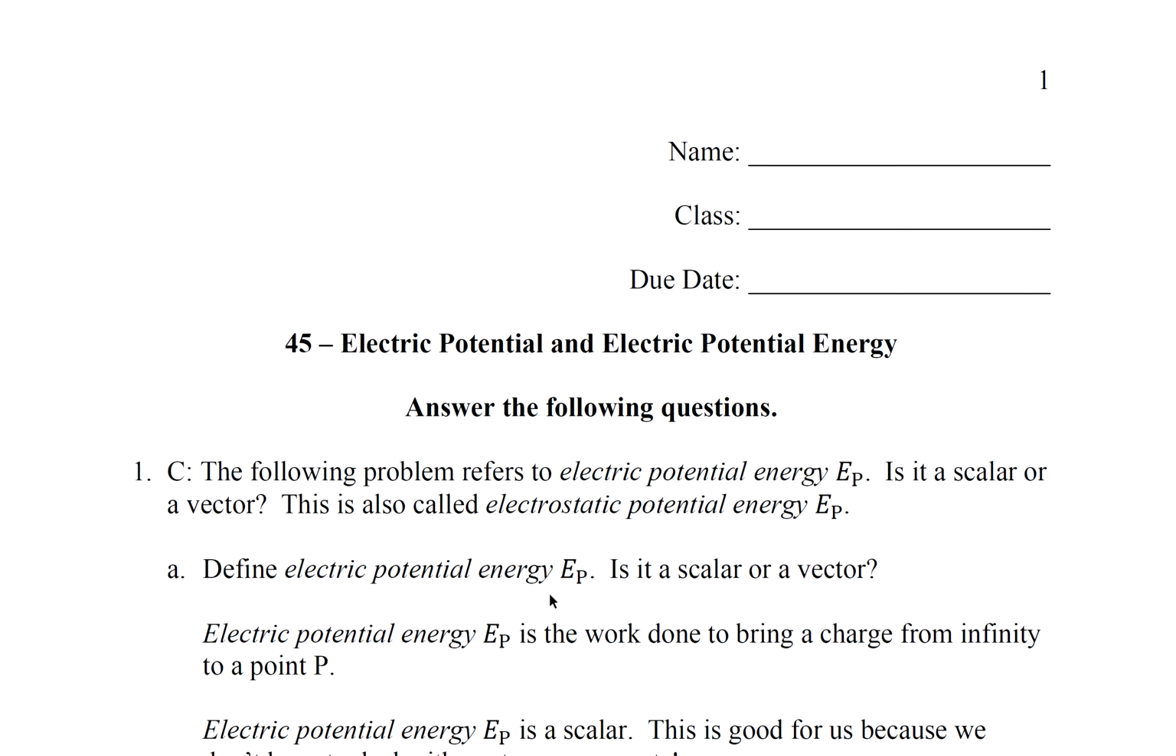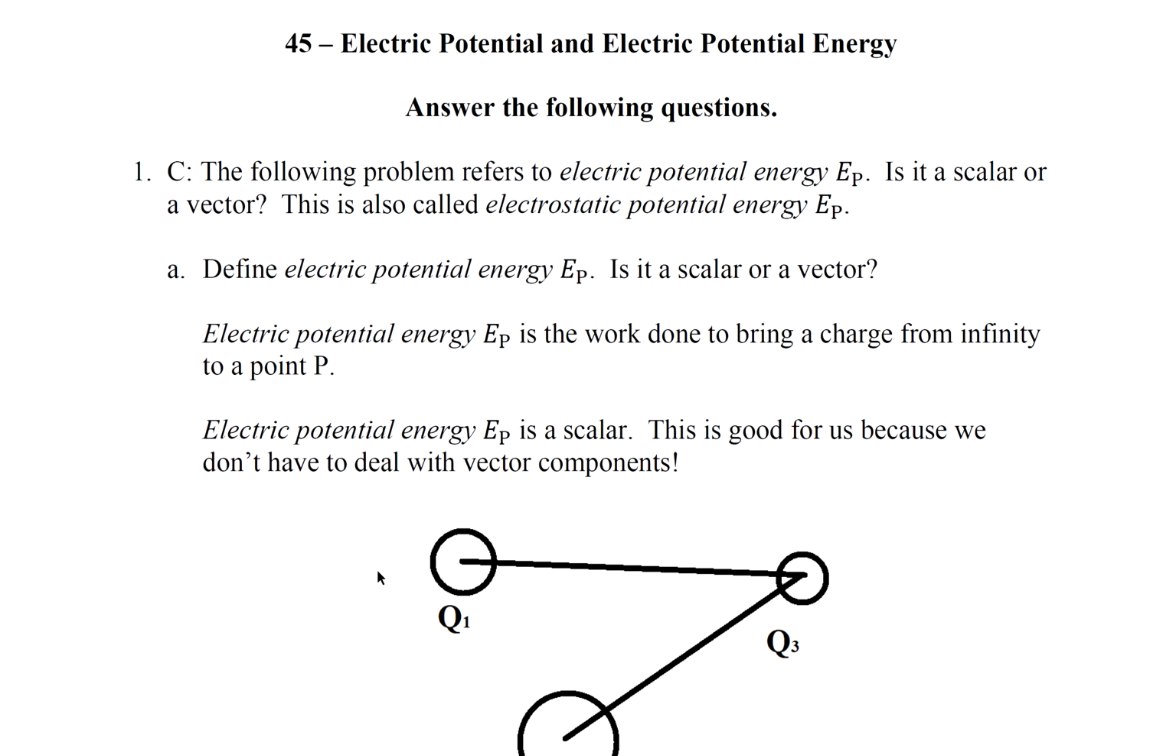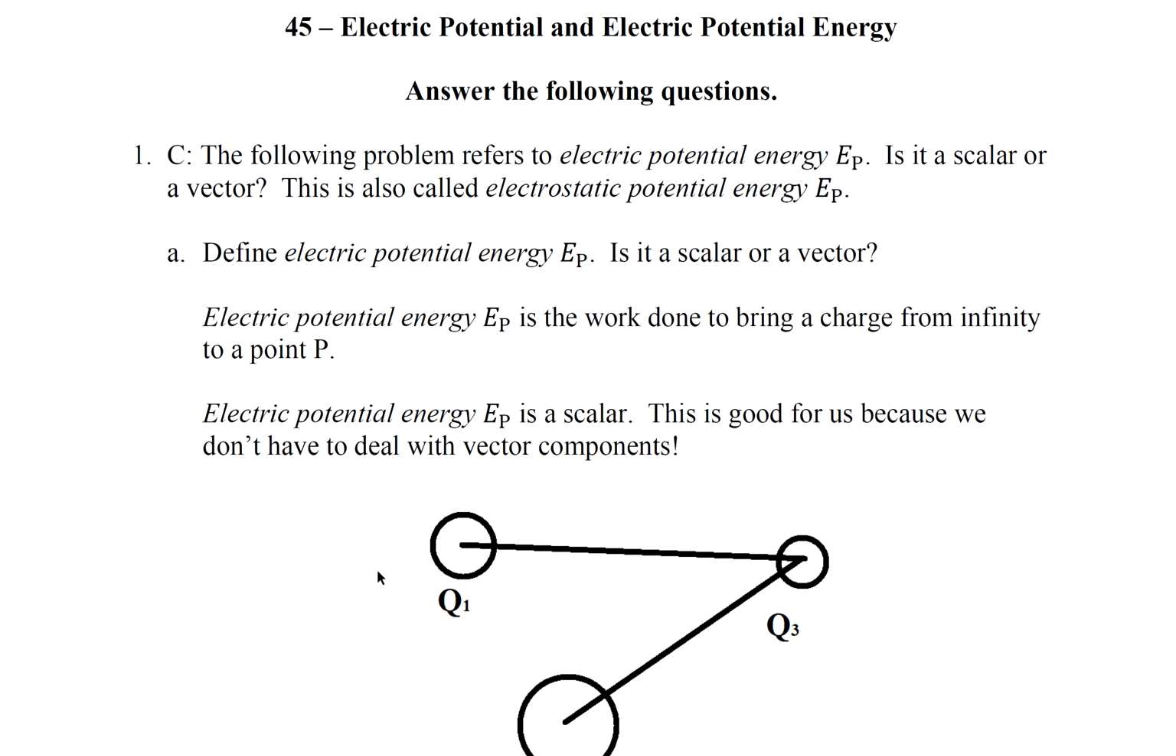This video is on electric potential and electric potential energy. Question 1. The following problem refers to electric potential energy, E sub p. Is it a scalar or a vector? This is also called electrostatic potential energy, E sub p.